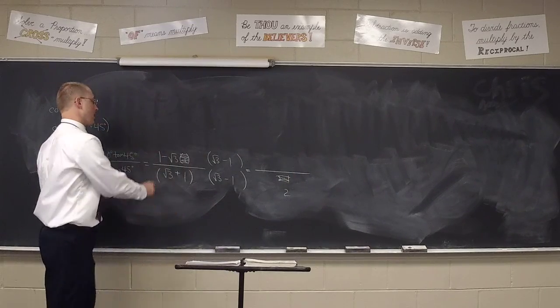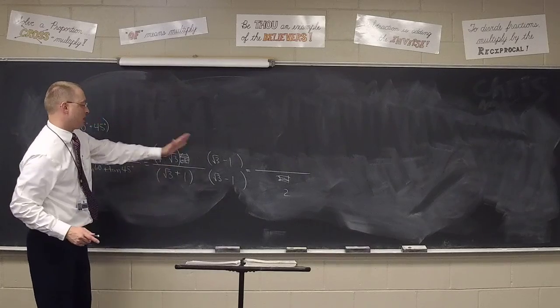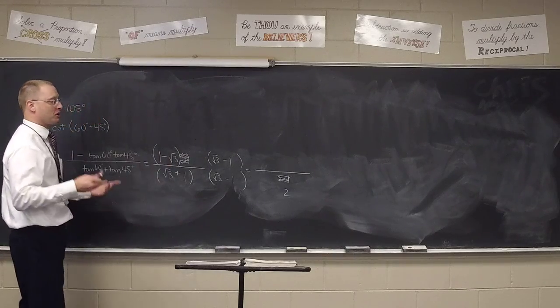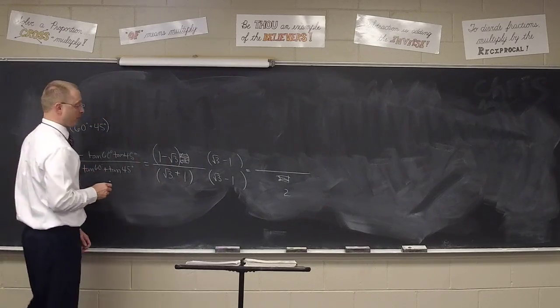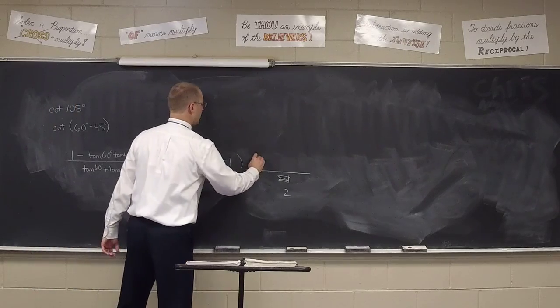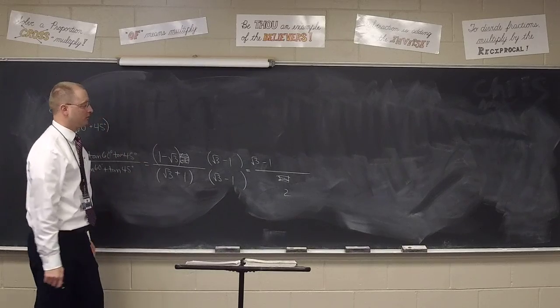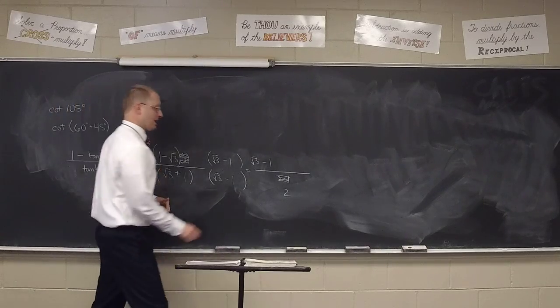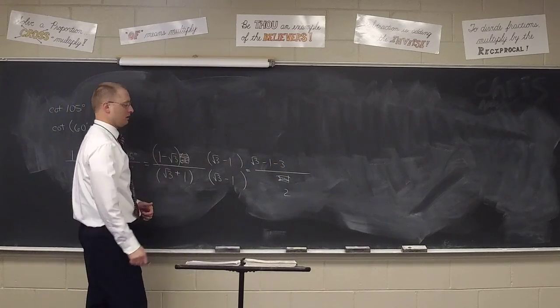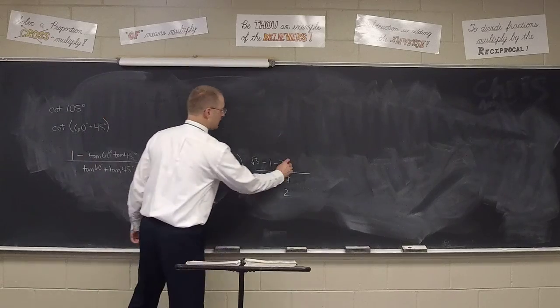All right, then in the numerator, I've got these two binomials we need to multiply, and usually we multiply them using FOIL. My first? Square root of 3. Outer? Negative 1. Inner? Negative square root of 3 times square root of 3, negative square root of 9 or negative 3. And last? Negative times negative, positive square root of 3.